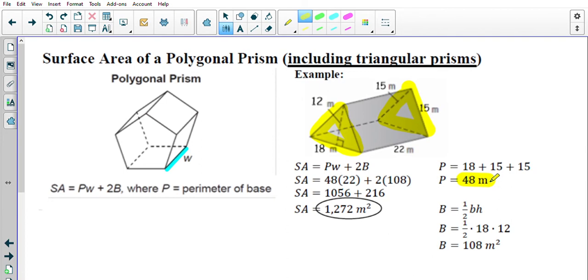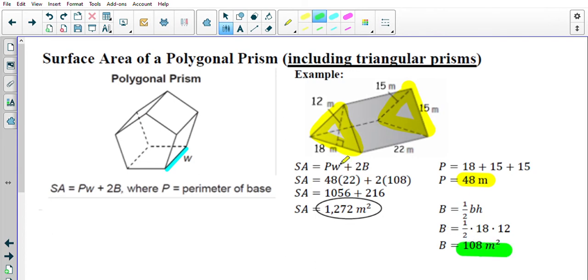For the area of the base, since it's a triangle, we're going to do half times base times height. The base and height intersect at a 90-degree angle, which we have right here. So we do half times 18 times 12 to get an area of the base of 108 meters squared.